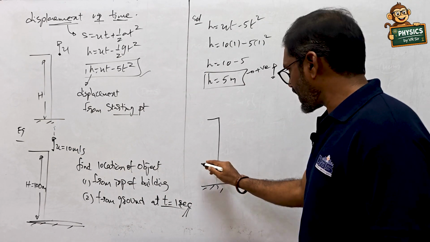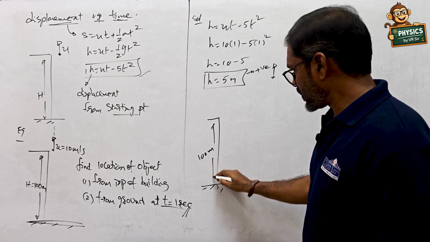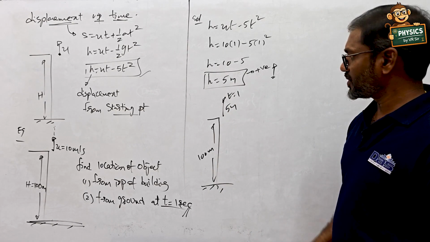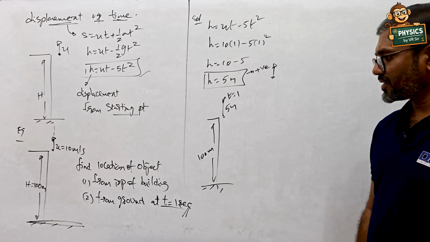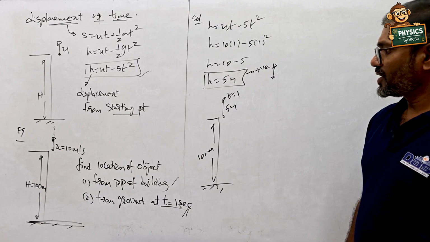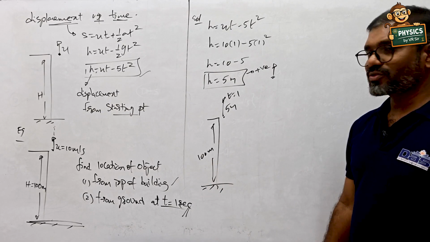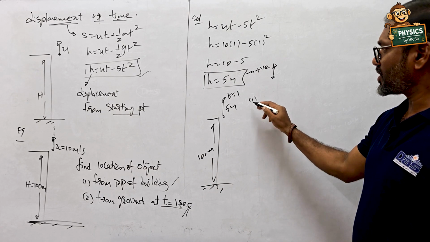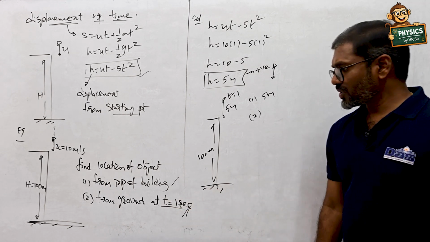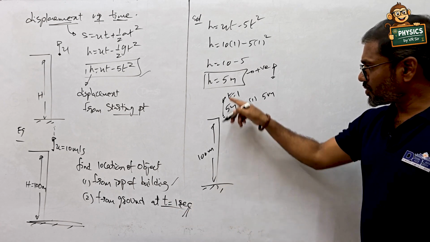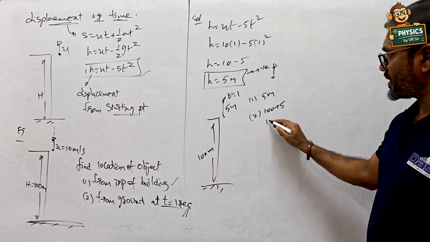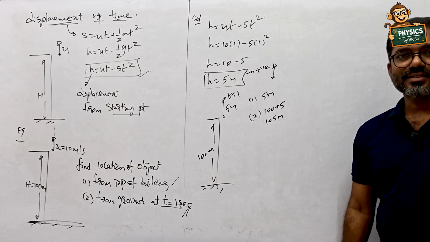So if this is the height, 100 meters given, and it has moved 5 meters in t equivalent to 1 second from here. So by this time we come to know the answer. Find the location of object from the top of the building. Its answer is, the first one, it is 5 meters from the top of the building. And to question number 2, what is the answer? From the ground, what is the location of the object? 100 plus 5. It is nothing but 105 meters.